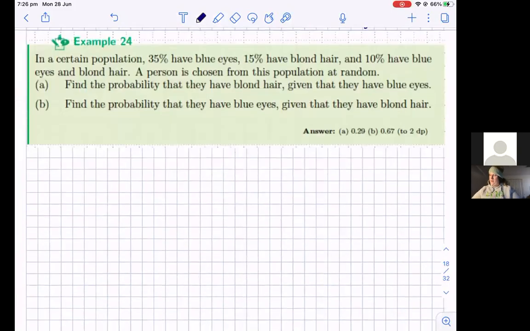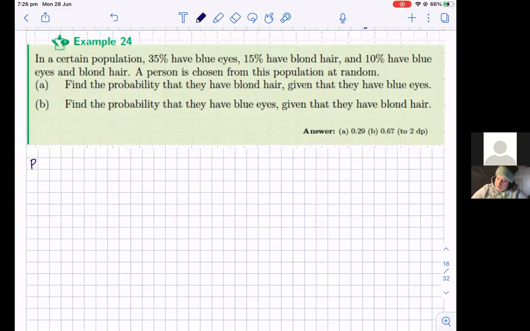In a certain population, 35% have blue eyes, 15% have blonde hair, 10% have blue eyes and blonde hair. Persons chosen from this population at random. Find the probability they have blonde hair given they have blue eyes. So this is definitely a given question.